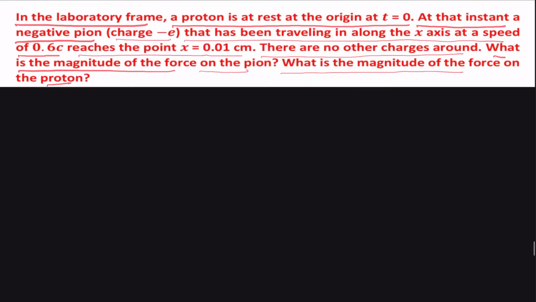So this is the basic question, and here the proton is at rest, and everything is in motion in the x direction, so we are only interested in the x-axis. This is our x-axis, and our proton is at the origin, at x equals 0, and its position is given at t equal to 0. When the proton is at t equal to 0, we have a pion at x equal to 0.01 centimeter, and there are no other charges present. So there are two charges only.